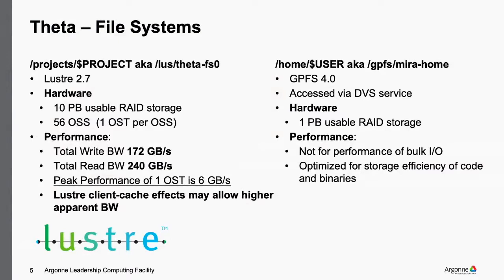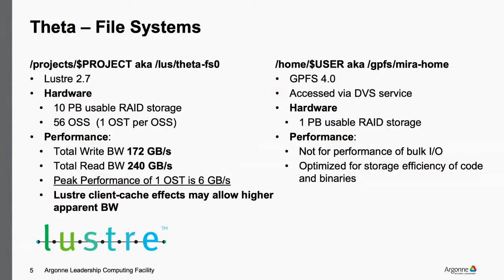This write number is a bit harder, so 170 is a good target for hitting peak performance. And then a single OST is around 6 gigabytes per second. So if at some point you seem to be like, man, the best I can do is 6 gig a second, maybe you're just using one OST.